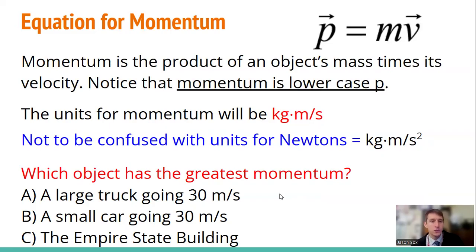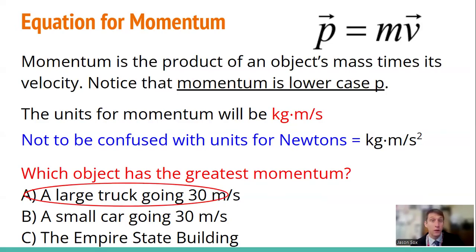So if I were to ask you, which of these objects has the greatest momentum? A large truck that's going 30 meters per second, a small car that's going 30 meters per second, or the Empire State Building? So sort of tricky, but not tricky. We need to have both a mass and a velocity in order for an object to have momentum. Even though the Empire State Building is a really big object, if an object does not have any velocity, then it does not have any momentum. Yes, it would be hard to move, and yes, it weighs a lot, but momentum is a relationship between an object's mass and how fast it is moving.